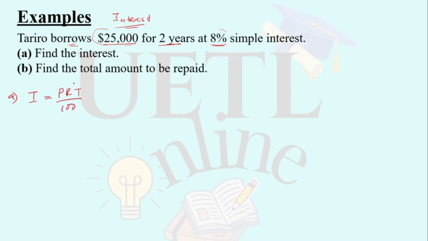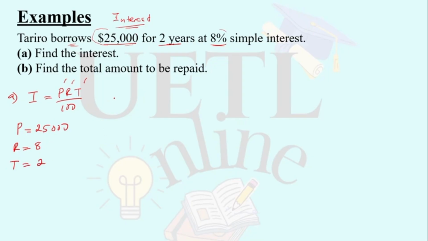Now your duty is to identify which is P, which is R, and which is T, then substitute. P is the principal, the money which is borrowed. In this case, it's 25,000. Then we write our rate, which in this case is 8%. Then we have our time, which in this case is 2 years, so we write 2 here.